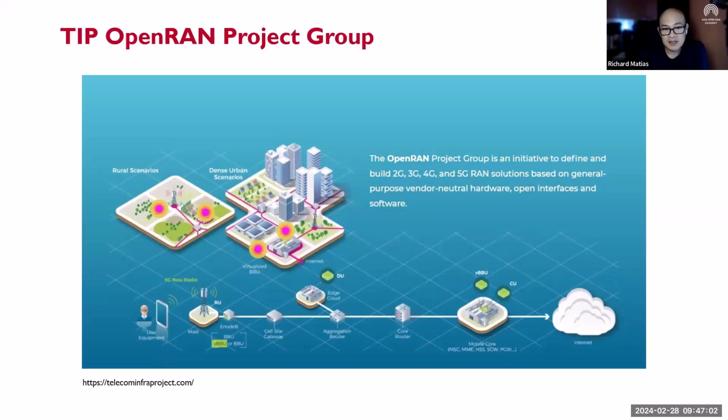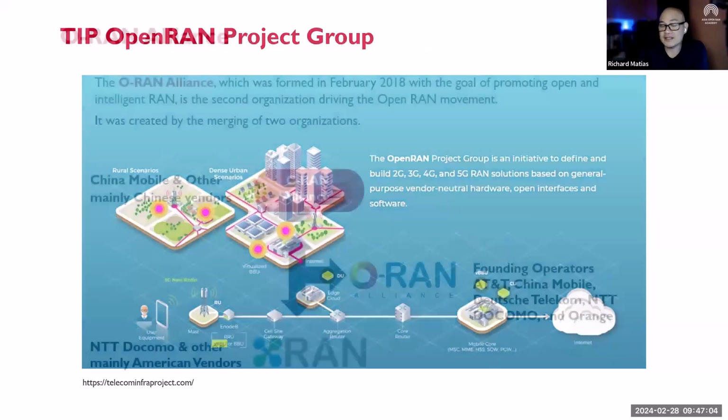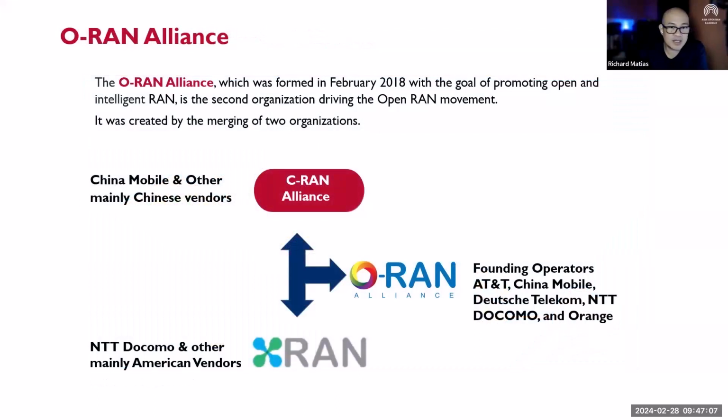Next is the O-RAN Alliance. O-RAN Alliance was formed in 2018. They are promoting open and intelligent RAN, and this is the second organization driving the Open RAN movement. It's a combination of China Mobile and other Chinese vendors like C-RAN and the C-RAN Alliance, and the xRAN, which is coming from the American side, with NTT Docomo and Japanese vendors. They merged and formed the O-RAN Alliance.